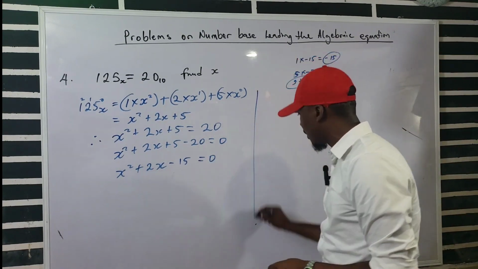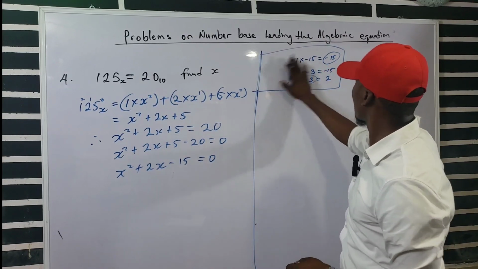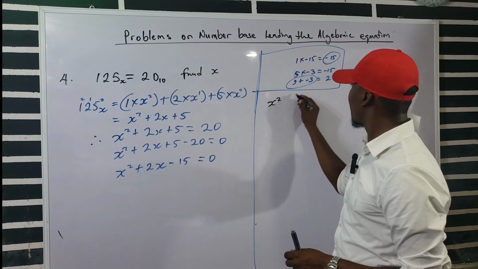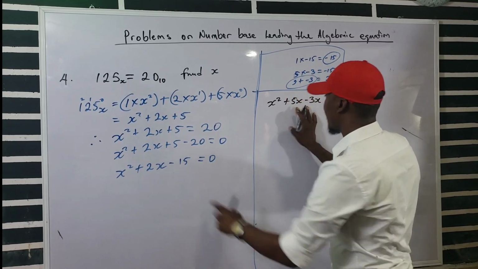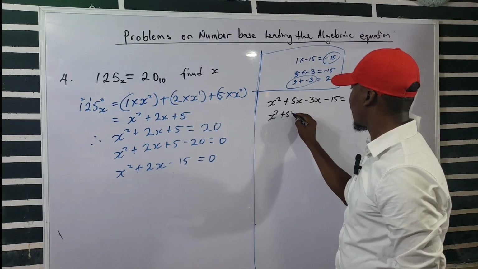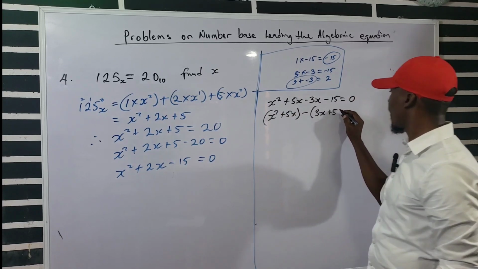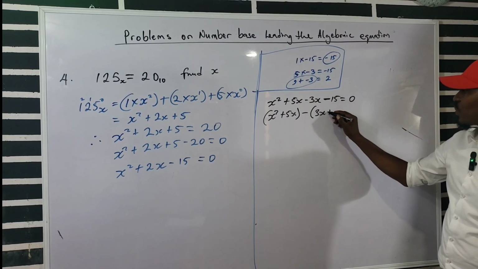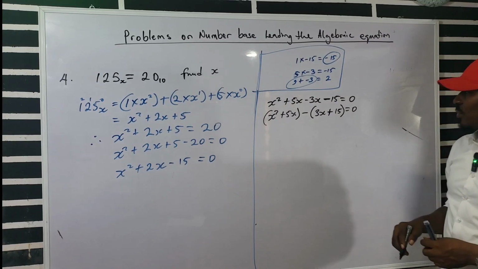So let's partition the board. We do this separately. I'll have x squared plus 5x minus 3x, which of course still gives me my 2x, then minus 15 equals 0. So grouping, I have that. Bring minus outside, and this one will change to plus. You know, when you bring out minus outside, this side will change to plus. We have done all that in factorization in our videos, so you can go and check it out.